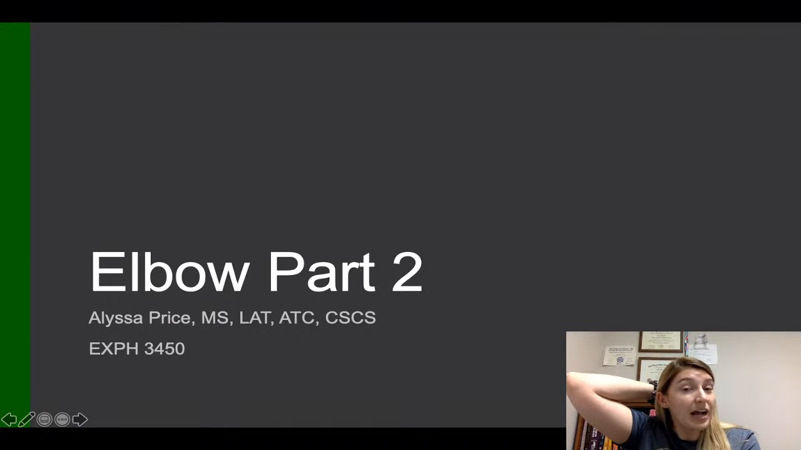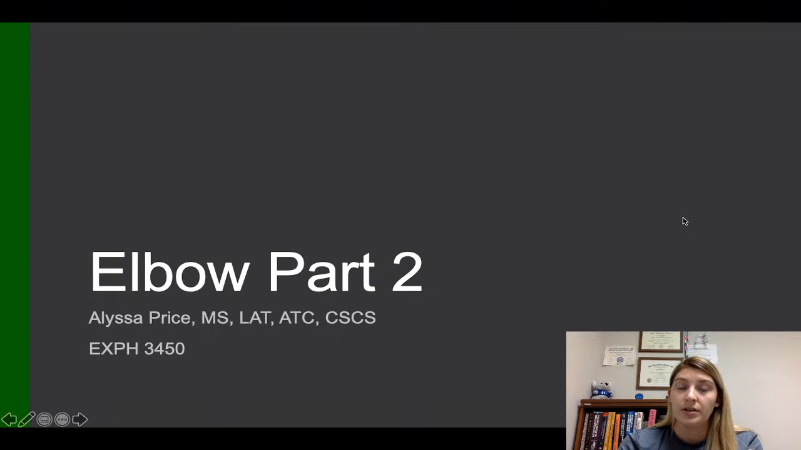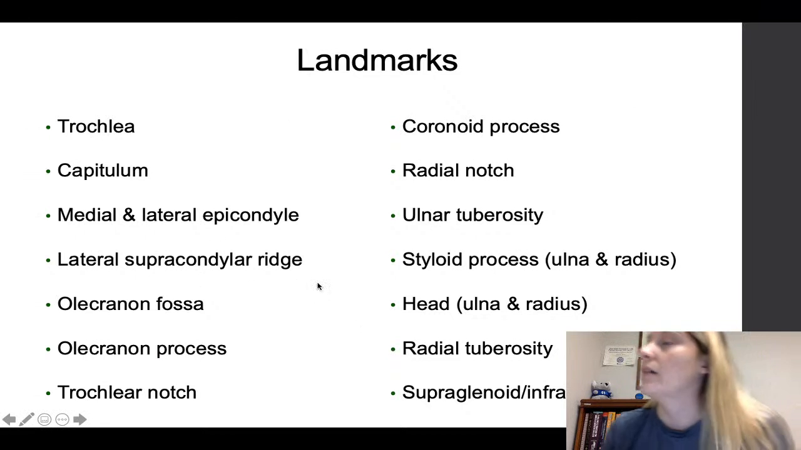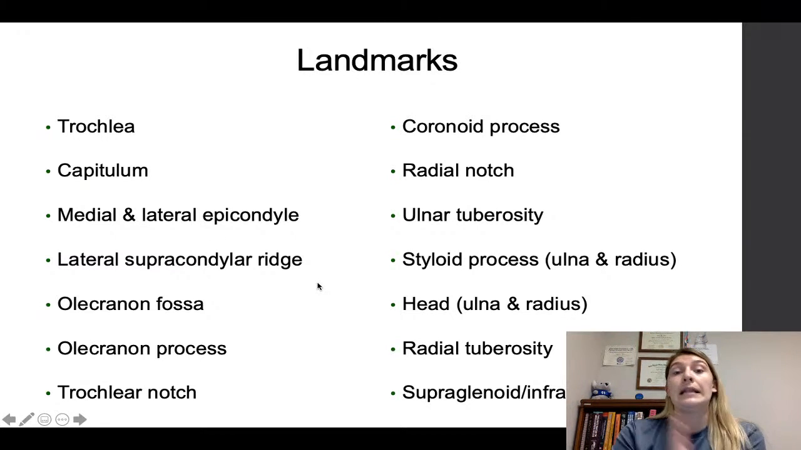Okay, we are doing elbow part 2. Hopefully I've got this going right. I tried to do it once before and it wasn't going. So these are all the landmarks we have partially learned last time. So we should have learned all of these last time.